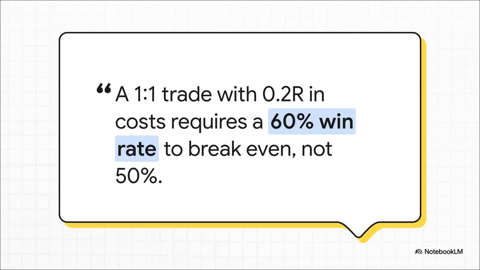In a perfect cost-free world, a one-to-one risk-reward trade needs a 50% win rate to break even, right? But if you add costs that are equal to just 20% of your risk, suddenly you need to win 60% of the time just to stay flat. That extra 10%, that is the hidden tax you're paying to the market.